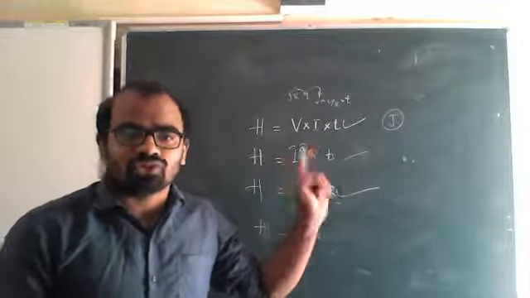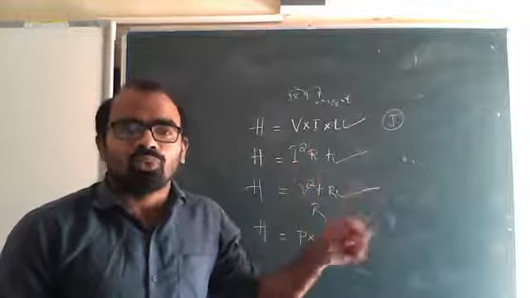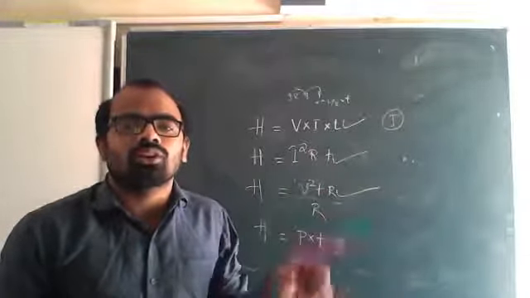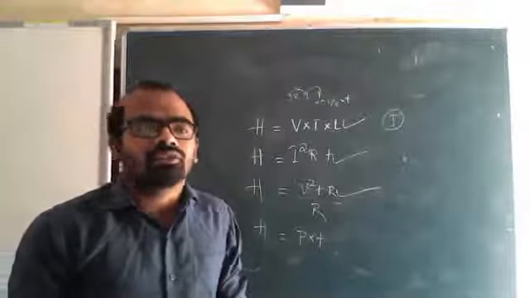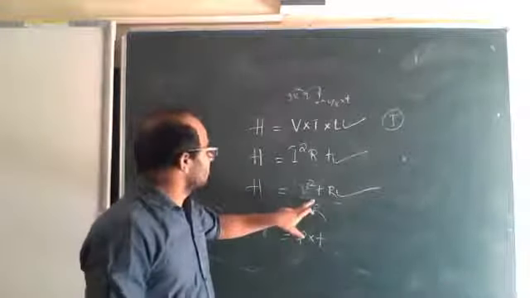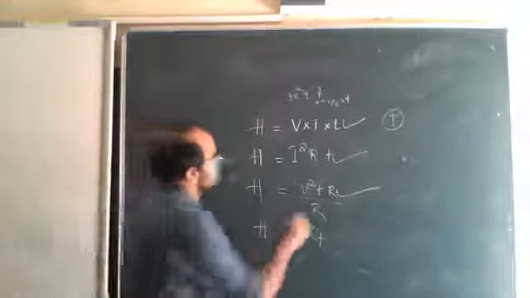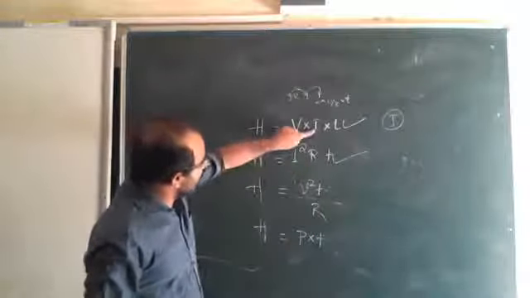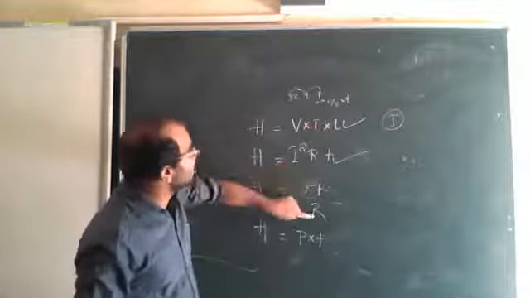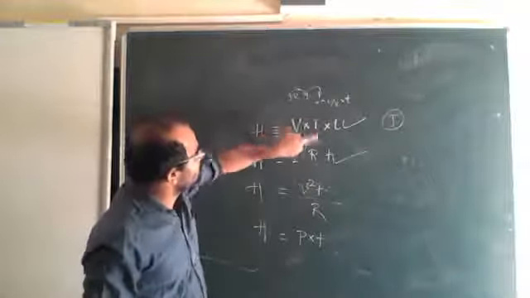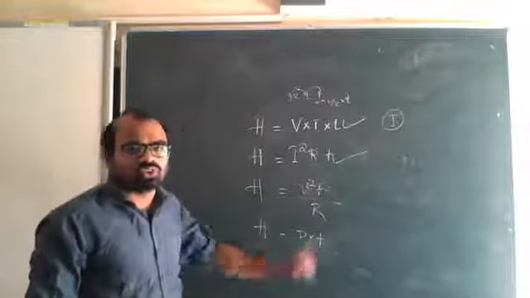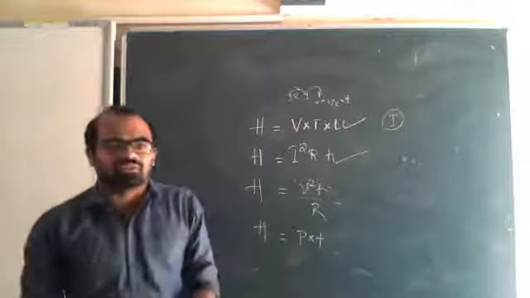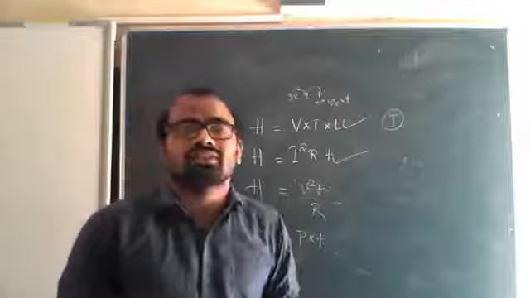So formulas: H is heat energy, H equal to VIT, H equal to I square RT, and the third one, H equal to V square T by R. Sorry, this is not R here, we should not get R. So if I put I equal to V by R, then V square T by R. So H equal to V square T by R and H is equal to P into T. These are the formulas. So the remaining things we will see in the next class.